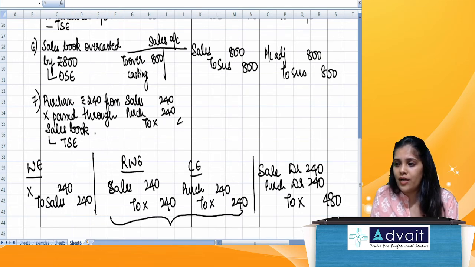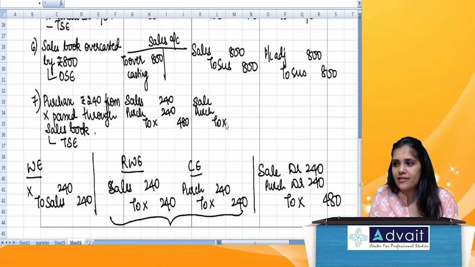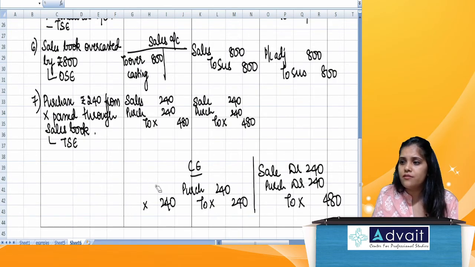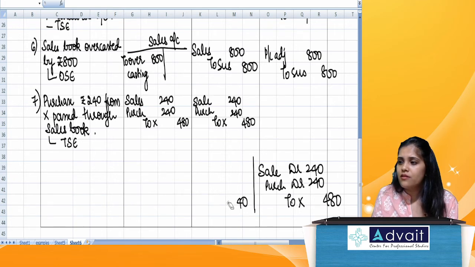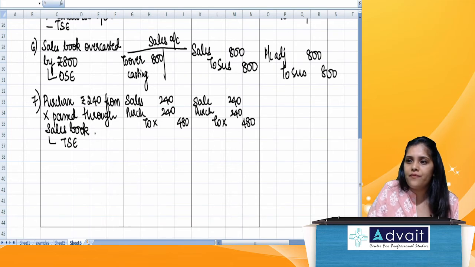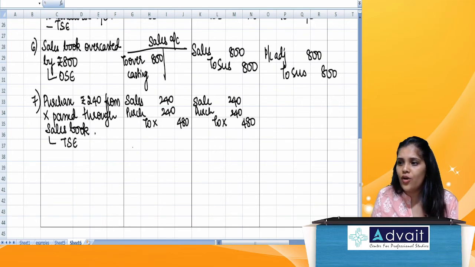240, 240, 480. Now again, because it is a two-sided error, the entry will remain the same here also. So sale, purchase, to X, 240, 240, 480. Now, in the third scenario, what should we do? Is there any nominal account? Yes. So, how should we rectify?